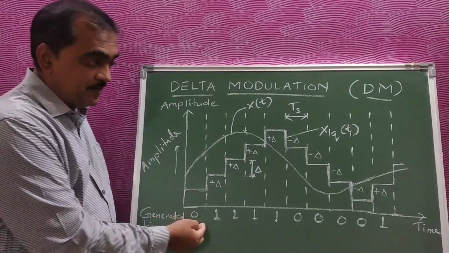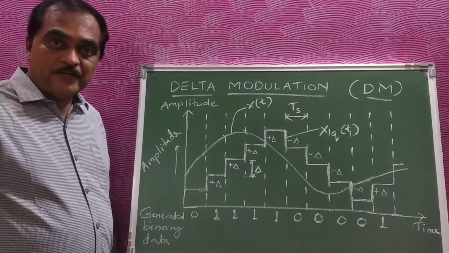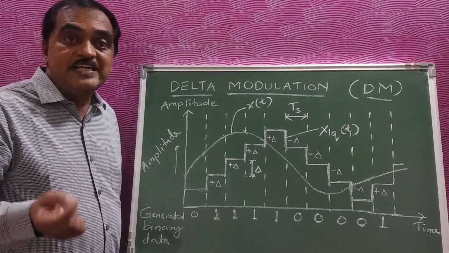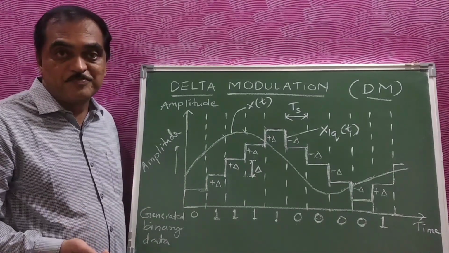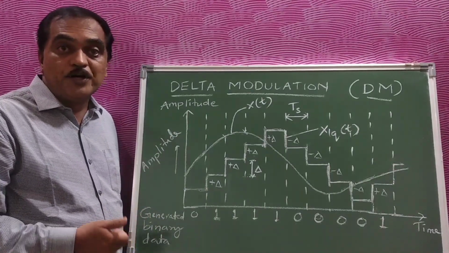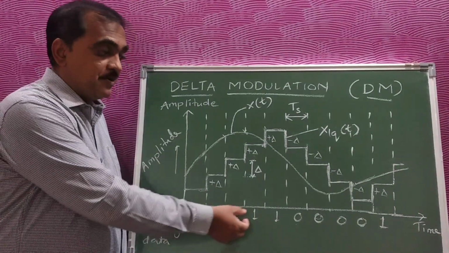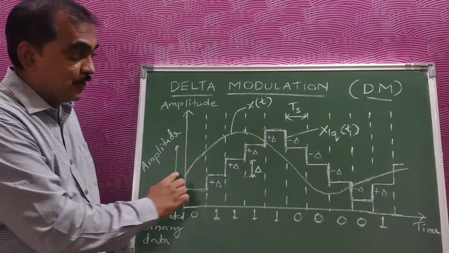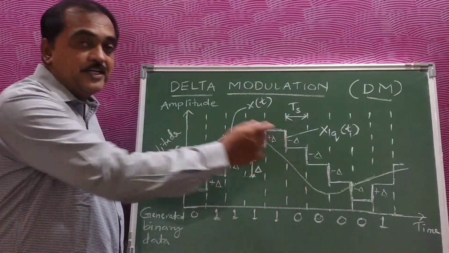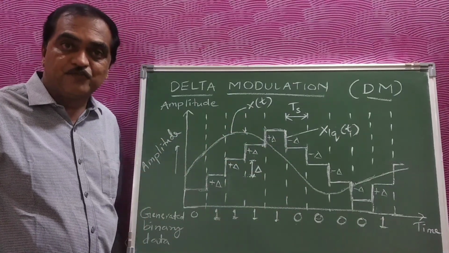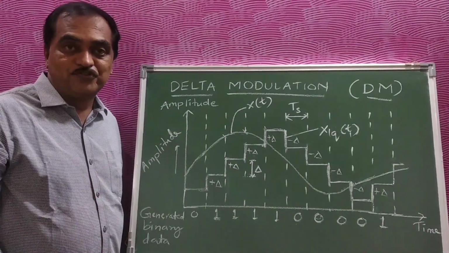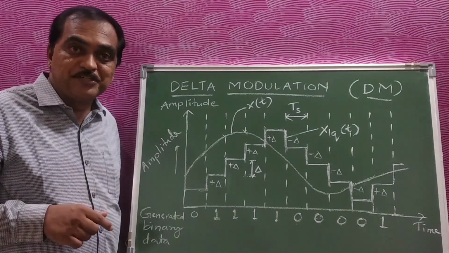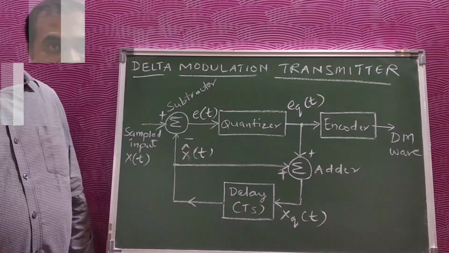Now, this binary data which you get at the end is the binary data you are going to generate at your DM transmitter, the delta modulation transmitter. This will be your delta modulated waveform. This is the binary data you have taken out from this analog signal. So this analog signal is converted into this binary data. That is your delta modulation process. Now we will see the delta modulation transmitter and receiver.